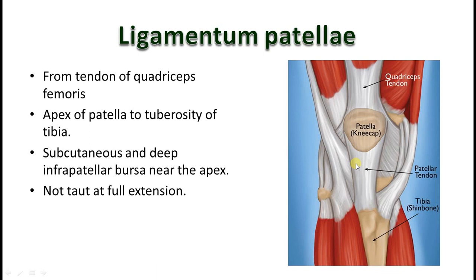So this tendon is not taut, meaning it is not stretched or very tight, during full extension. As I told you, the patella does not make any contact with the femur. It is not taut in full extension, but during normal extension this ligament is stretched. But when you are completely standing upright with full extension, this ligament, the ligamentum patellae, is relaxed.